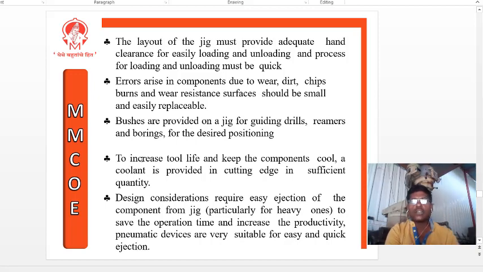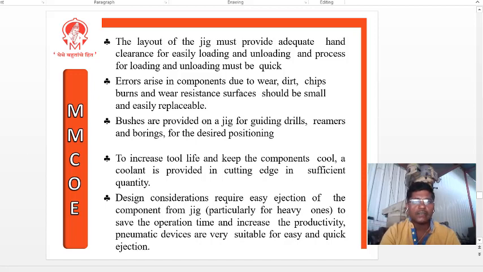Next is to increase the tool life and to keep the component cool. If it is possible, then we can use a coolant. Providing a coolant will be useful in increasing the life of your component as well as the drilling jig or fixture. Next, the design should allow easy ejection of the component from the jig, particularly for heavy ones, to save operation time and increase productivity. Many times we use pneumatic or hydraulic clamping devices, so that easy and quick ejection of the workpiece is possible.